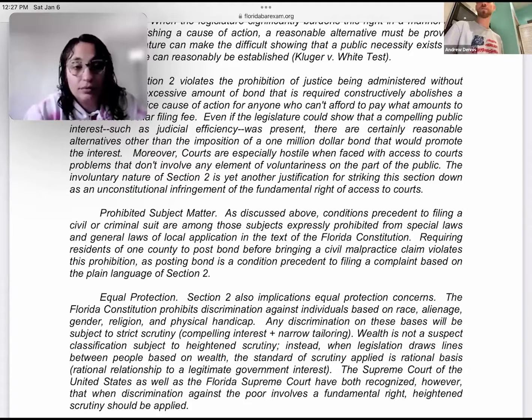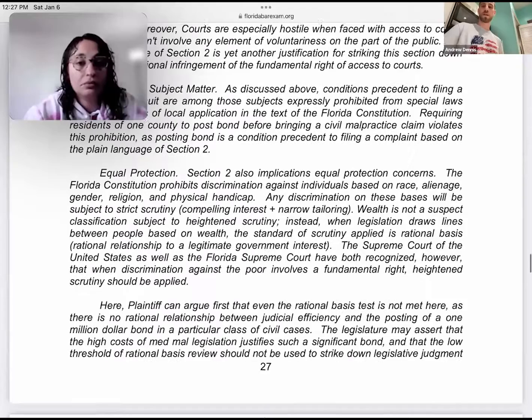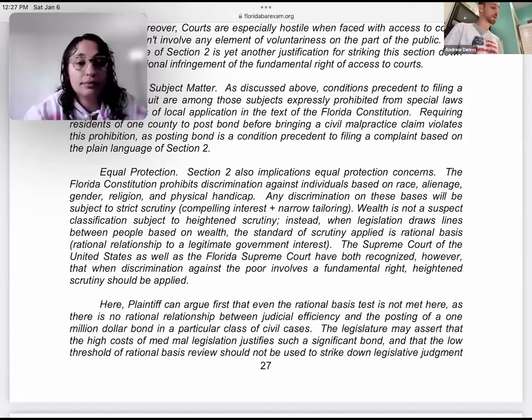Prohibited subject matter. See, this is where they got that little sentence from. As discussed above, conditions precedent to filing a civil or criminal suit are among those subjects expressly prohibited from special laws and general laws of local application. Requiring residents of one county to post bond before bringing a civil malpractice claim violates this prohibition, as posting bond is a condition precedent to filing a complaint based on the plain language of section 2. Excellent.